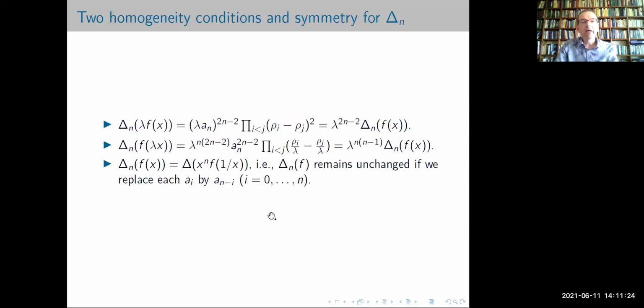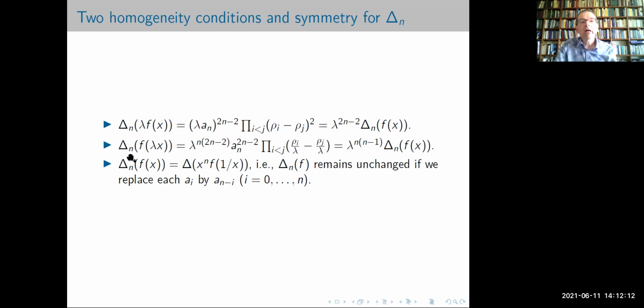But there are some more observations. First of all, we remarked that this polynomial satisfies two homogeneity conditions and symmetry. The homogeneity condition appears if we first, for example, multiply the polynomial by some lambda. In this case, all coefficients will be multiplied by lambda. The roots will be unchanged, and one can see that because of this factor, we get homogeneity of degree 2n-2 with respect to such an action of C star, a multiplicative group, acting by lambda.